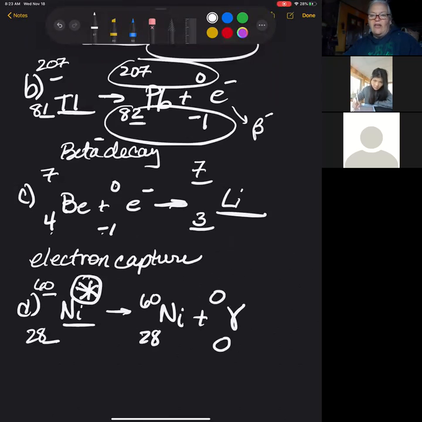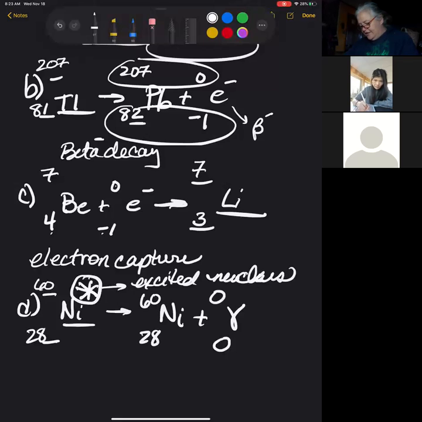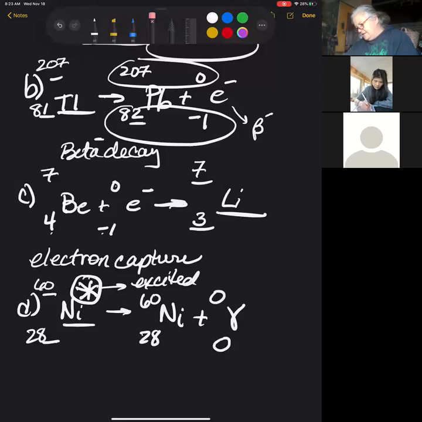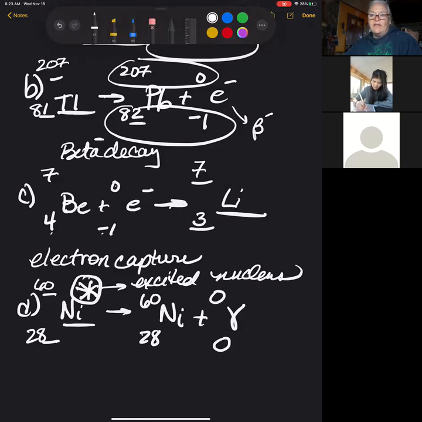But what it does do is this was an excited nucleus. So we put a little star there to indicate that it was an excited nucleus, kind of like we had the excited atoms in the last chapter, and it needed to relax down and release some extra energy. So the excited nucleus releases the energy in the form of a gamma ray, but it doesn't change what the element is. So if it's gamma, you've still got the same element, you're just releasing some excess energy.